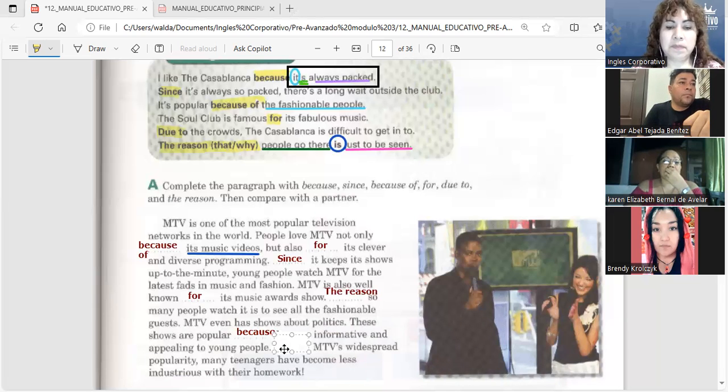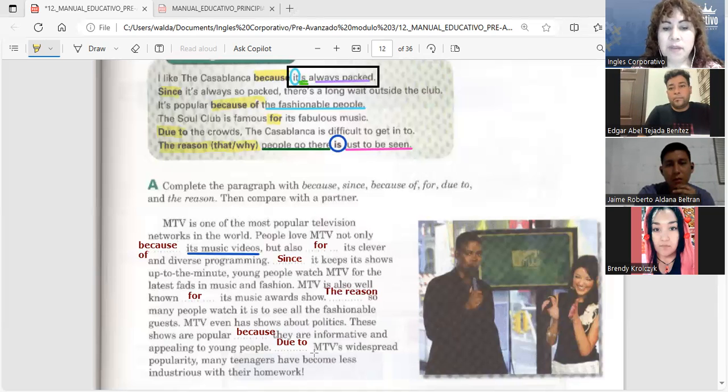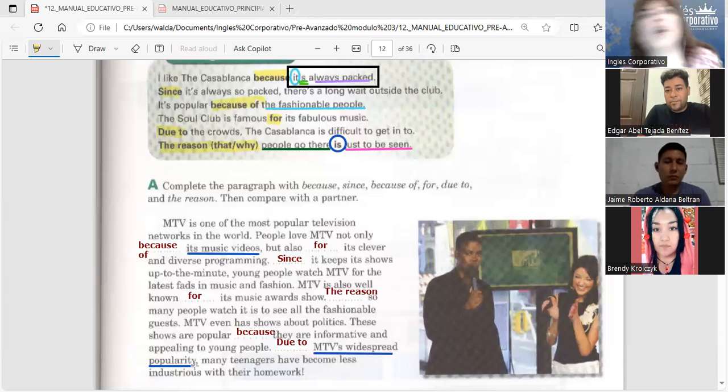Next. Due to? Yeah, that could work. Exactly. Due to, because in this one, it's at the beginning of the sentence. And also, if you notice, it's a noun phrase. The noun phrase is this right here, MTV's widespread popularity. Notice it's a noun. There's no verb there. So it's not a complete idea. It's not a clause. So that's why we're going to be using due to.